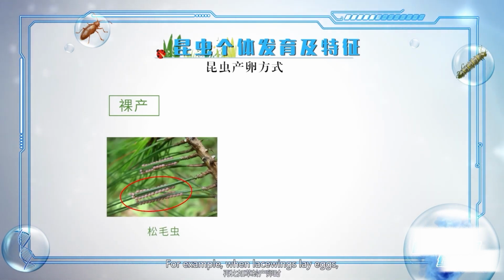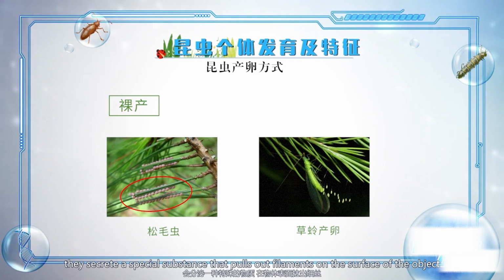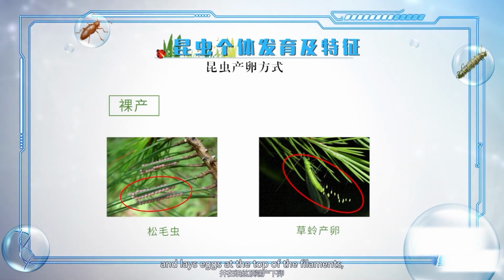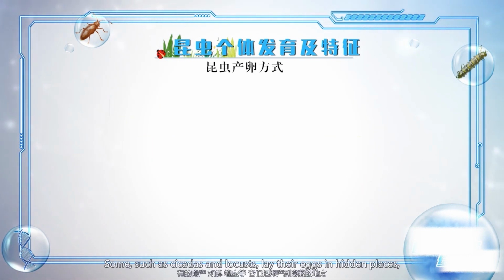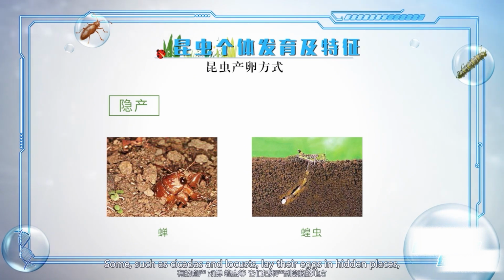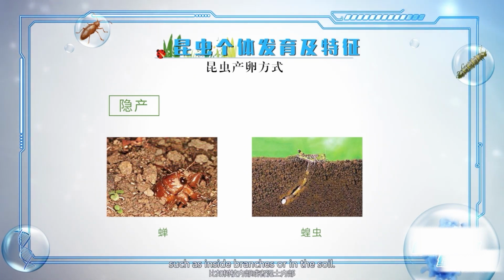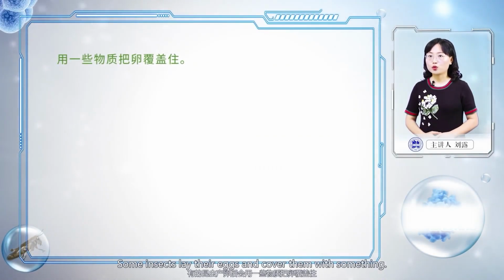For example, when lacewings lay eggs, they secrete a special substance that pulls out filaments on the surface of the object and lays eggs at the top of the filaments in order to avoid competition or biting after hatching. Some, such as cicadas and locusts, lay their eggs in hidden places, such as inside branches or in the soil. Some insects lay their eggs and cover them with something.